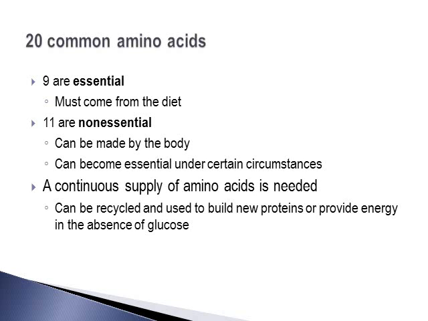A continuous supply of these amino acids is needed. There's a constant turnover and breakdown of protein and amino acids in the body, but they can be recycled and used to build new proteins or provide energy in the absence of glucose. So as we've talked about before, carbohydrate, glucose is our main source of preferred energy in the body, but protein can provide energy. It's not preferred, but it can provide energy for the body, and we'll talk more about this in some of the upcoming segments about protein this week.